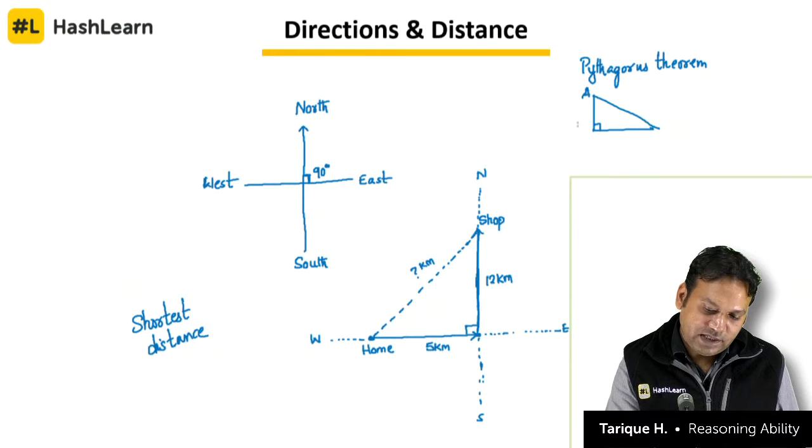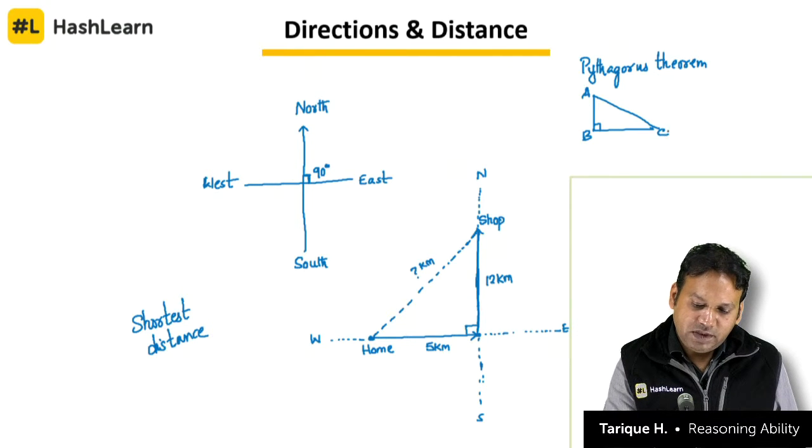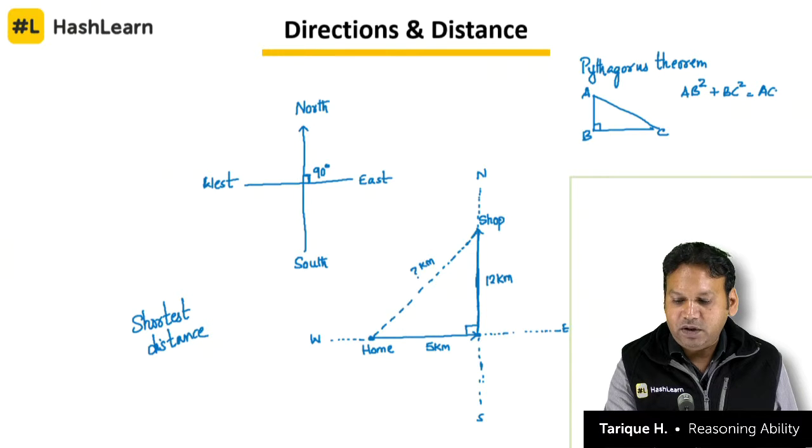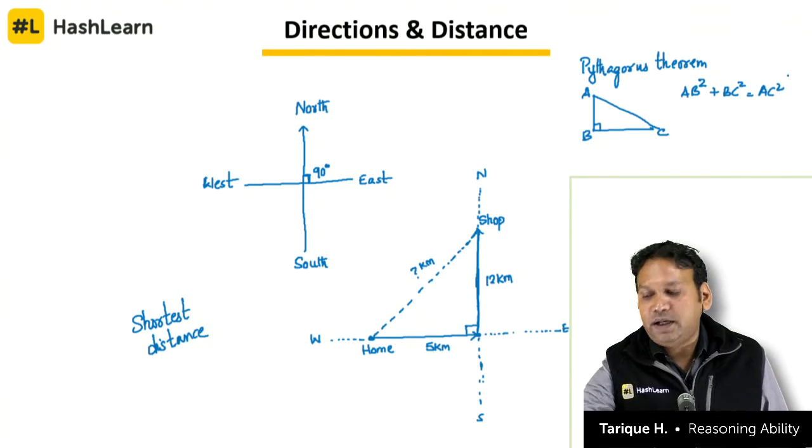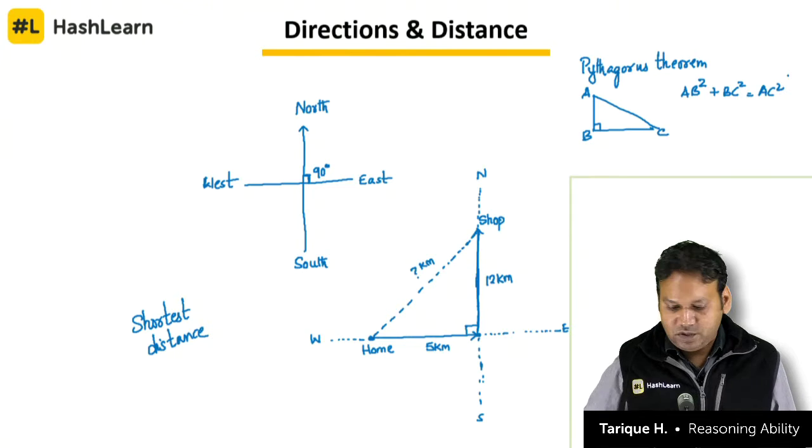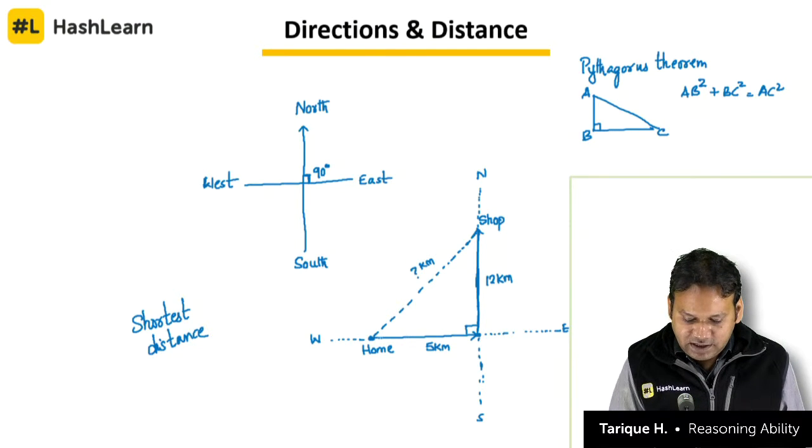Okay, now we have sides A, B, C. So we say that AB square plus BC square is equal to AC square. This is one formula that is used frequently in questions on directions and distance also. So we now know that one side is 5 and one side is 12. What will be the third side?